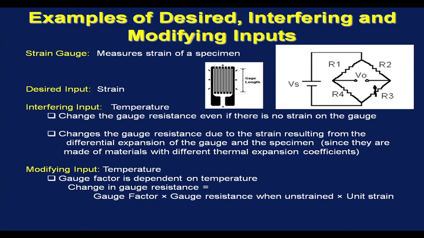Temperature also works as a modifying input here, because gauge factor is dependent on temperature. We can define the gauge factor of this strain gauge as: change in gauge resistance is equal to gauge factor multiplied by gauge resistance when unstrained multiplied by unit strain. Since gauge factor depends on temperature, temperature will work as a modifying input.